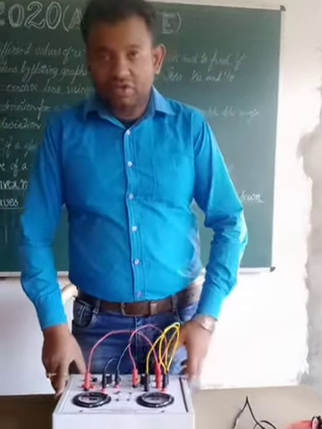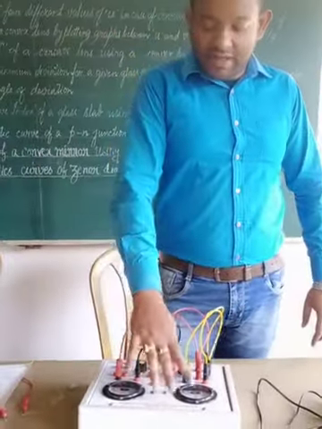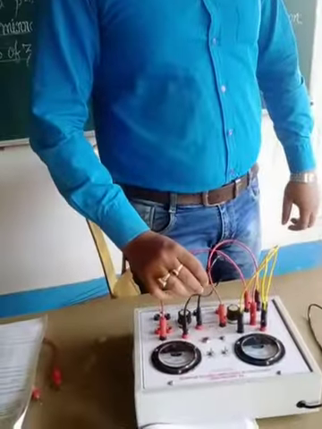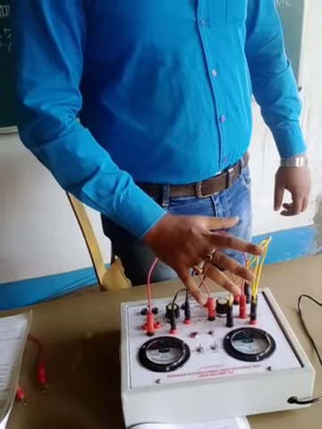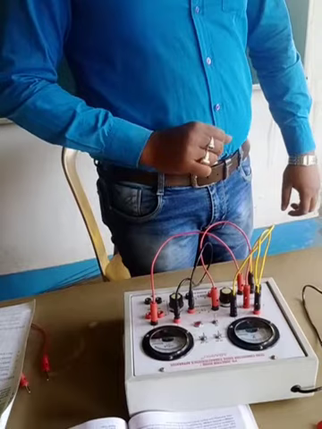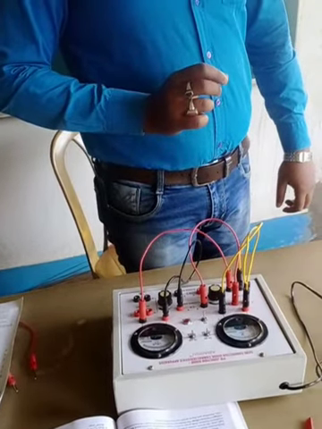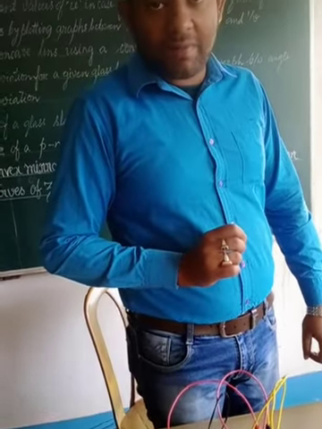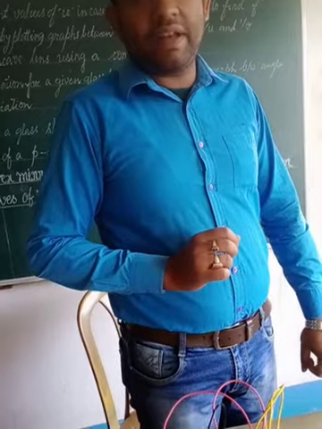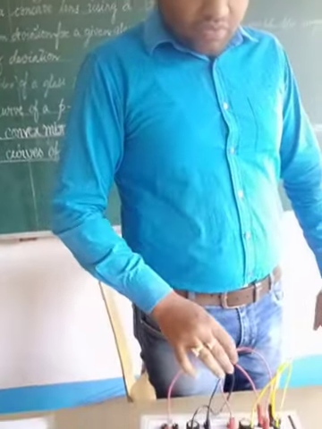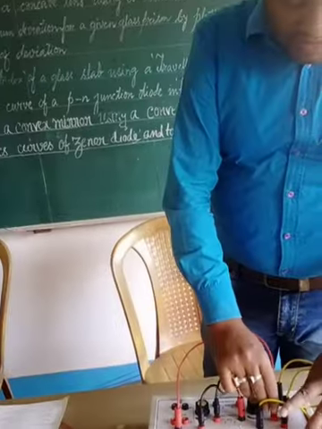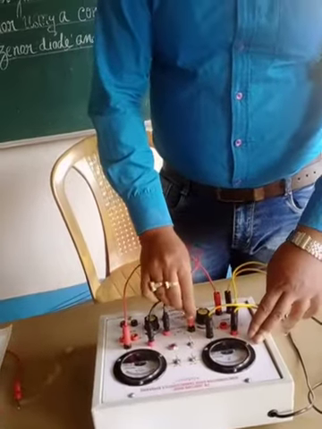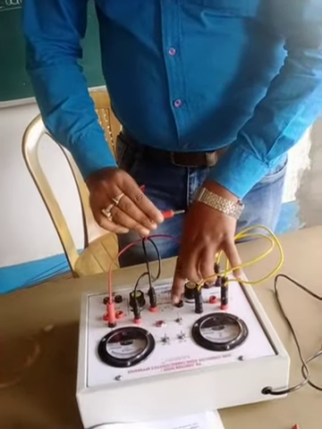So here this is the instrument. At first we'll do the forward bias. Forward bias means we know that for the PN junction we connect the P with the positive terminal of the battery and the N with the negative terminal of the battery. So here this is the positive part of the PN junction diode.